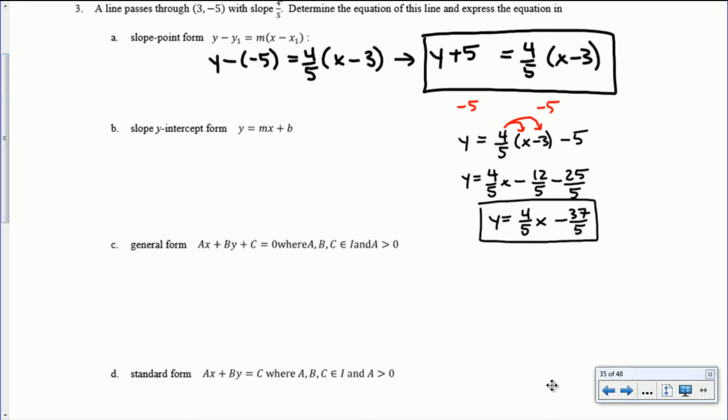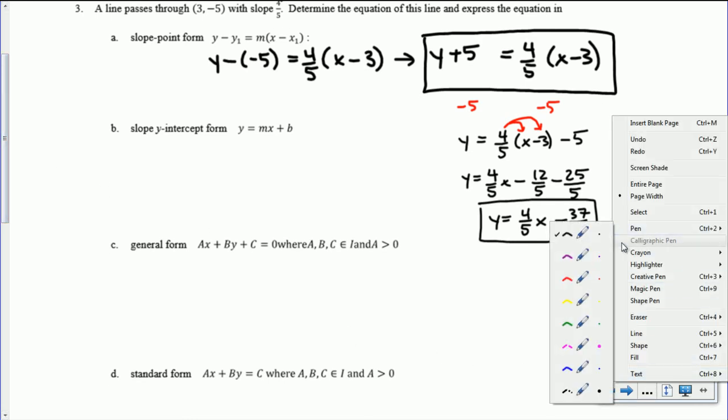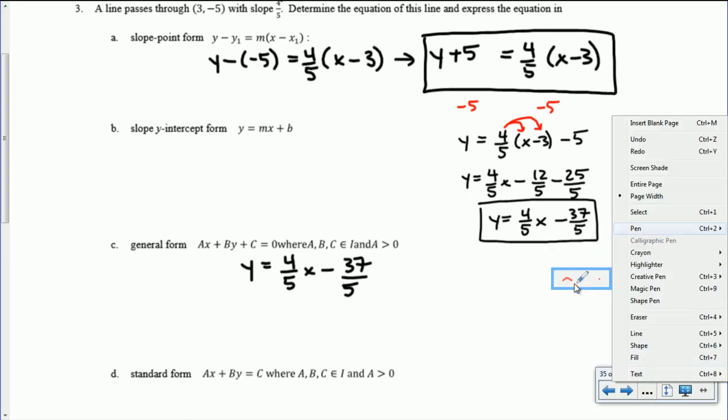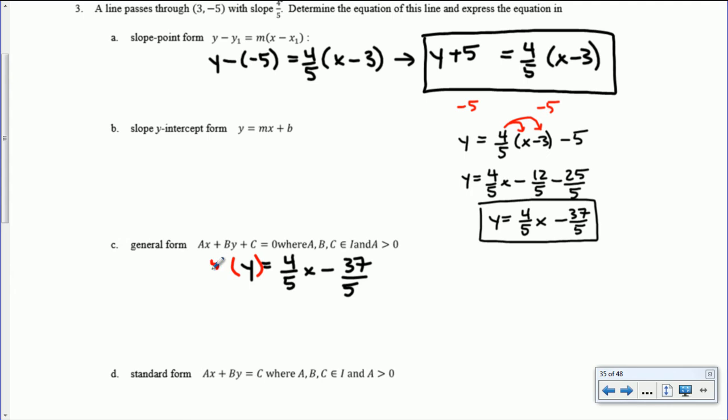Okay, moving on to general form. If I want to get this into general form, I should get rid of the fractions, so the denominators. If I start by multiplying both sides, I'll just write it out. What can I multiply both sides of this by to get rid of the 5 in the denominator? So I should multiply both sides by 5 over 1 if you prefer.